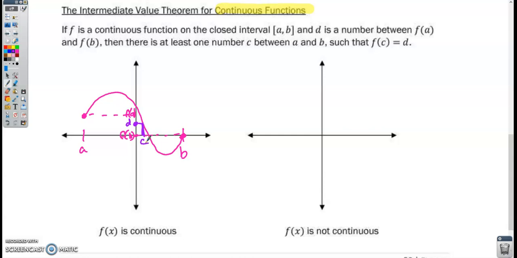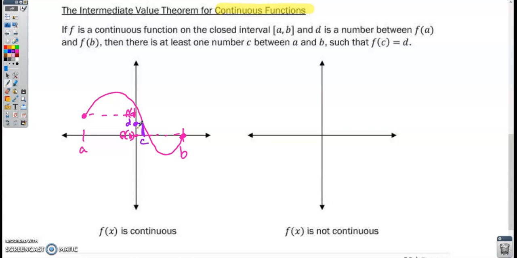Okay? So there's one number, at least one number c in between a and b. Notice c is in between a and b, where f of c is equal to that value d that we said was in between f of a and f of b. Mainly what the intermediate value theorem tells us is, if you know the function value at two endpoints of an interval, that function, if it's continuous, has to touch every possible function value in between those two endpoints, somewhere in that closed interval.